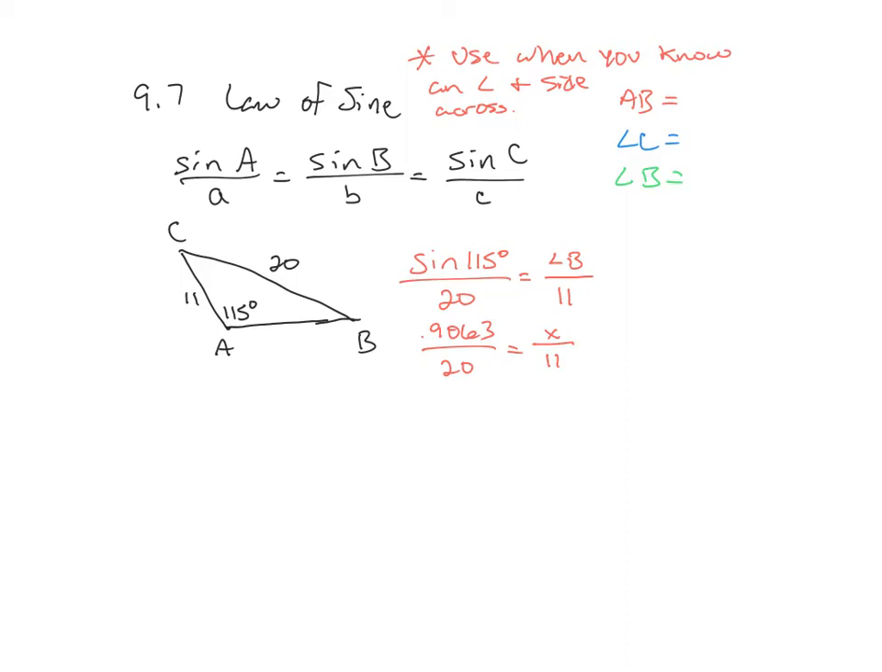Okay, and then we're just solving the proportion. So 20x equals, let's see, that decimal times 11, 9.9694, and then divide by 20. Point 4984.